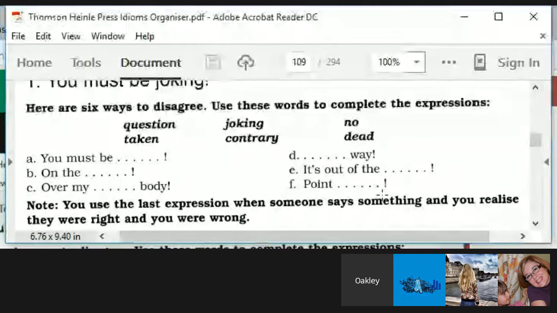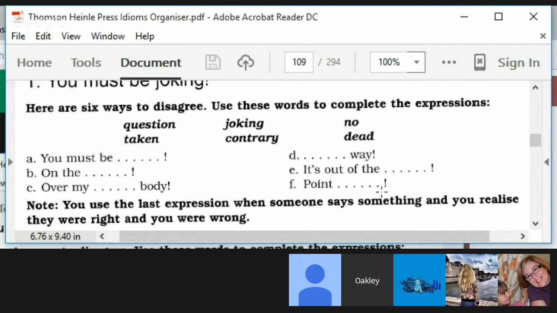I'm going to do a screen share and get the show on the road. Okay, first, let's get the bad news out of the way. Let's disagree. We're going to be looking at idiomatic expressions that we use when we are in disagreement with someone else.